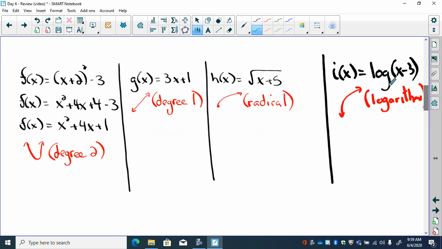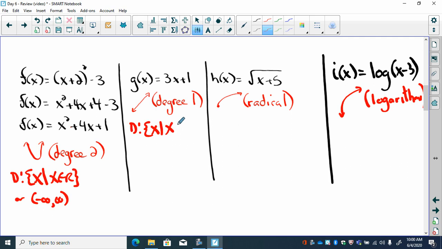But let's look at the domain for all of these functions. The domain of f of x, since it is a polynomial function, would just be x such that x belongs to the real numbers, or from negative infinity to positive infinity. Same thing for this linear function. Okay, it's a straight line. That's what that curve would look like. It's a degree 1. So the domain of that would also be x such that x belongs to the real numbers, or from negative infinity to positive infinity in interval notation.